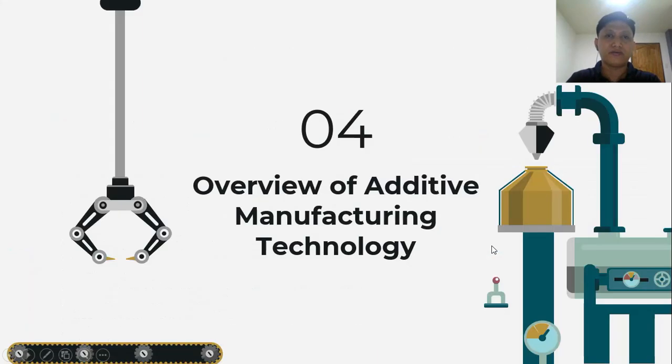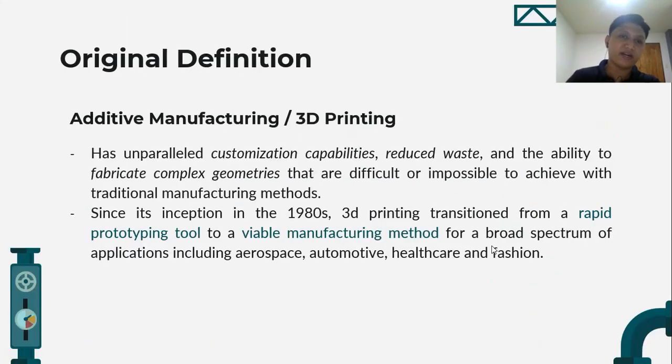Now, we are done with smart manufacturing. We now proceed to the additive manufacturing technology. Additive manufacturing, or 3D printing, has unparalleled customization capabilities, reduced waste, and the ability to fabricate complex geometries that are difficult or impossible to achieve with traditional manufacturing methods. Since its inception in the 1980s, 3D printing transitioned from a rapid prototyping tool to a viable manufacturing method for a broad spectrum of applications, including aerospace, automotive, healthcare, and fashion.